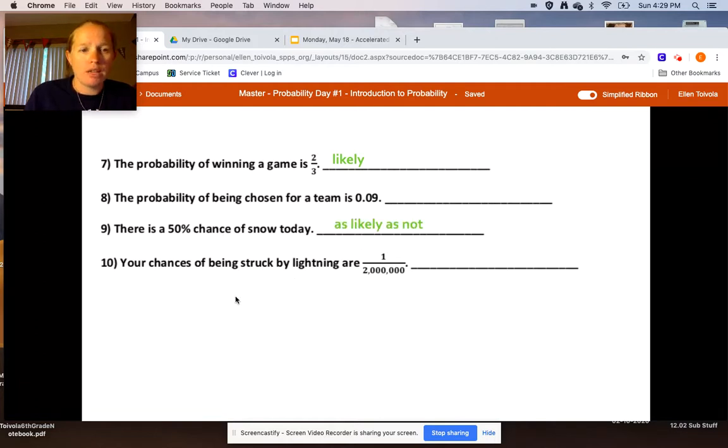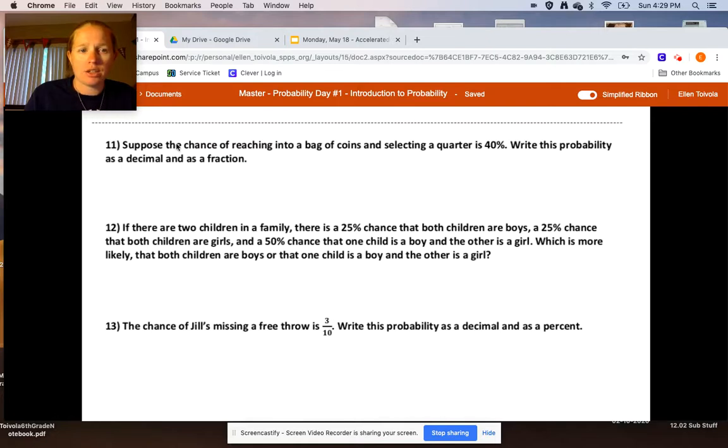Okay, moving on to the next section. Here's 11, 12, and 13. We are just going to do number 11. Suppose the chance of reaching into a bag of coins and selecting a quarter is 40%. Write this probability as a decimal and as a fraction. So this problem is really as easy as it sounds. The very first thing I'm going to do is write 40% as a fraction. 40 for the numerator, 100 as a denominator. I can write it as 40 on top of 100, or I could simplify it and write it as 4/10, or 4 out of 10, right?